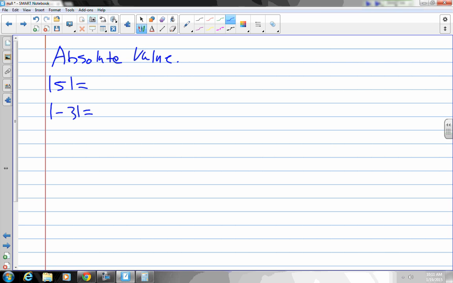What is absolute value of 5? 5. What is absolute value of negative 3? 3, right? That's easy. How do you know that? How do you know that absolute value of 5 is 5? I can take absolute value of any real number, right?